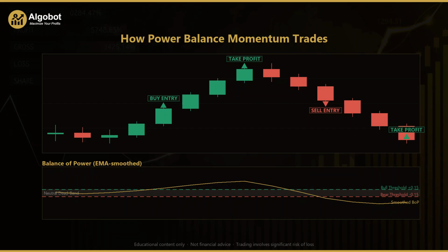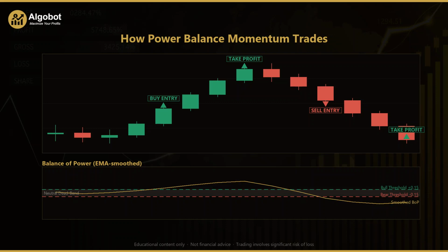The second take profit marker shows where the short trade closes out on this illustration, and the strategy is flat once more. And that's the full cycle. Notice how the whole thing revolves around one idea: the smooth balance of power crossing those threshold levels. When it pushes up through the positive level, the strategy leans long. When it drops below the negative level, it leans short.